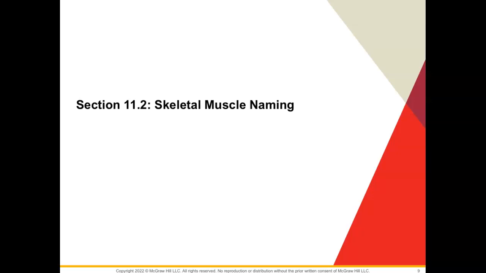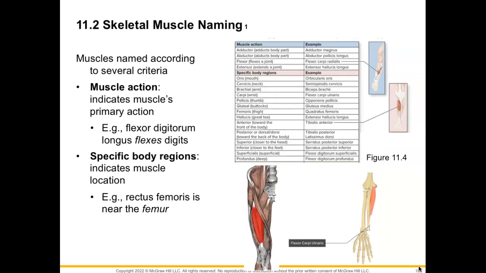Welcome to section 11.2, where we're going to discuss how skeletal muscles get named. So our skeletal muscles are named according to a lot of different criteria. First, it's based on muscle action. Depending on what that muscle's primary action is, we can use terminology to name that muscle.